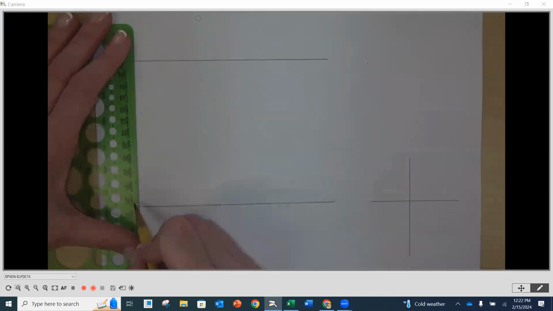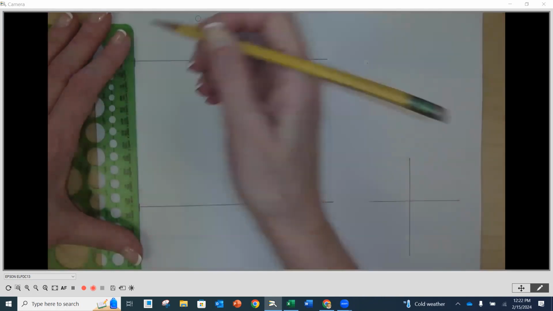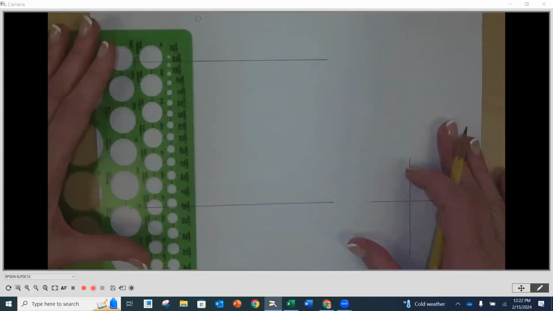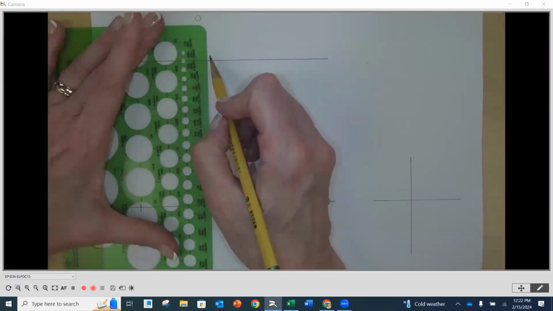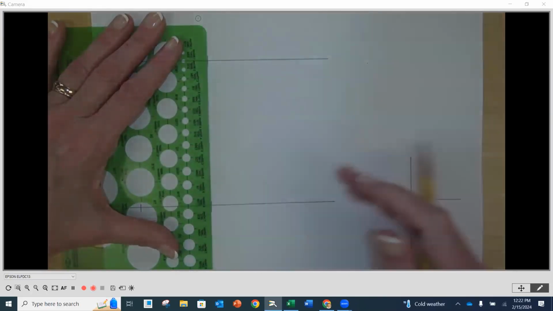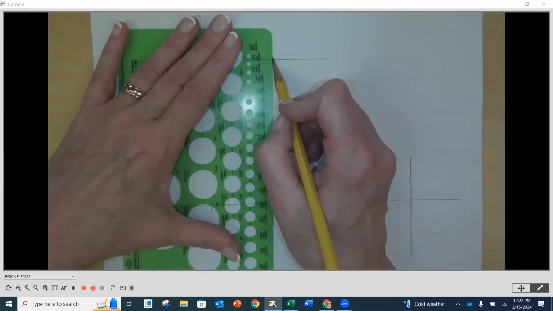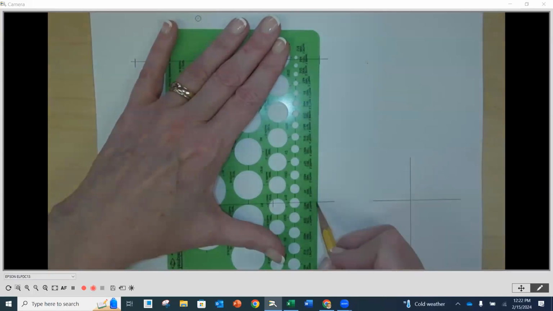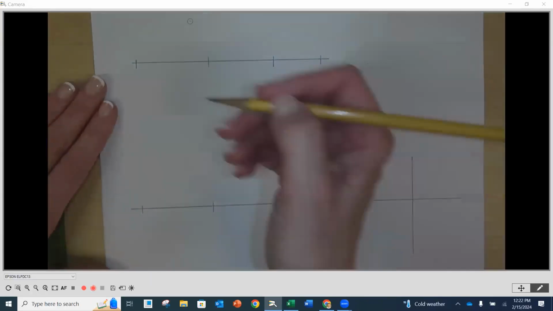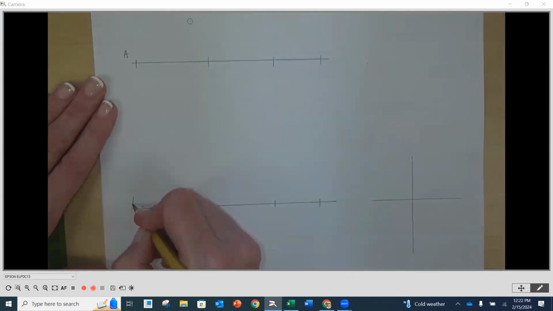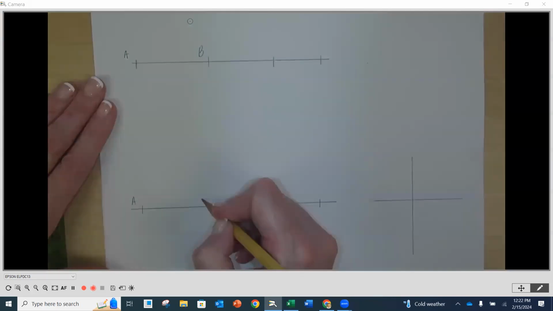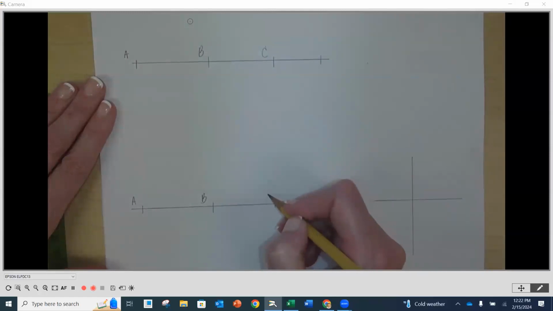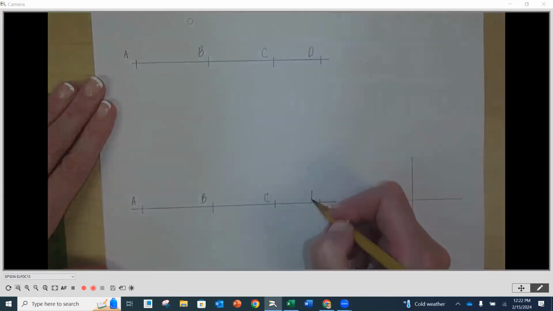So now, over on the left-hand side, I'm going to call this point A, and mark it off in both places. Again, orthographic projection. Then B, C, and D. And I'm going to label each. So this is going to be my A, B, C, D.